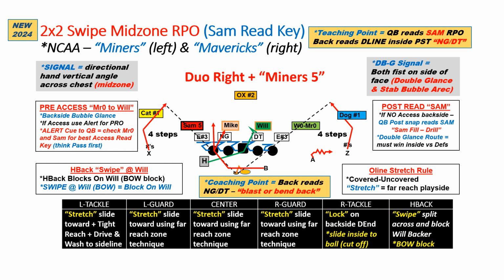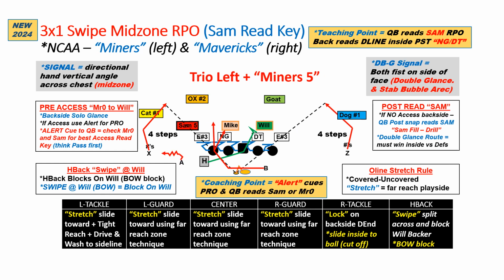As always, we like to first install this out of 2x2. So here we are running it towards the H-back. You can see the receivers will do their double G, meaning the X and the Z run glance routes, and the A does 2 steps forward and a back pedal, what we call a stab bubble. Quarterback will take a slide step, reading the Sam backer in this case. If he fills inside, we drill the pass. If the Sam backer sits or fills outside, the back gets it because it's a downhill, off tackle, off guard play.